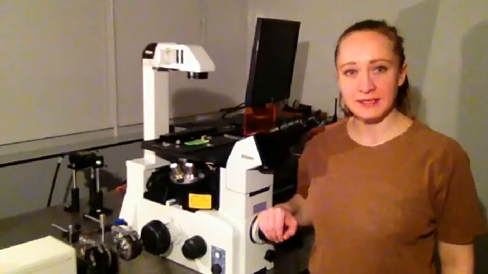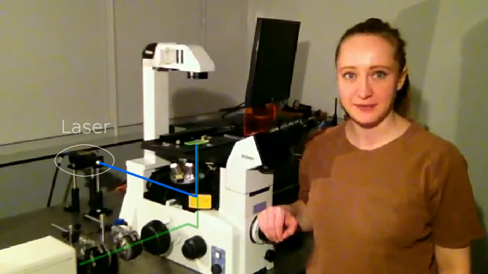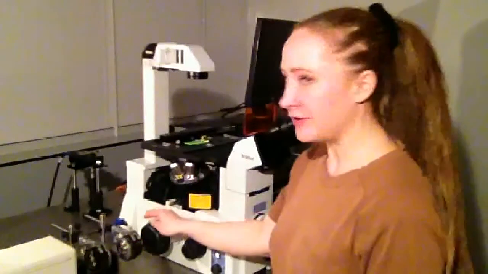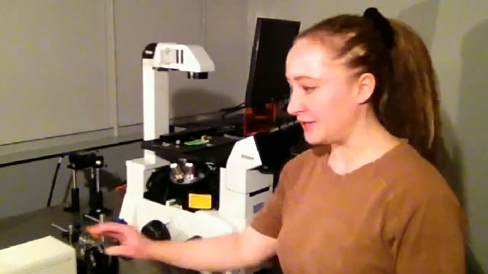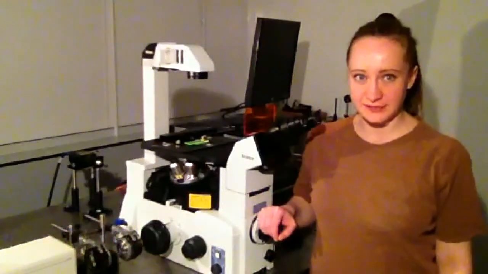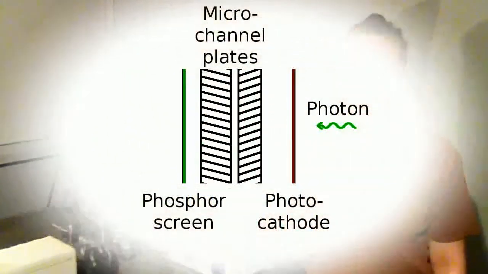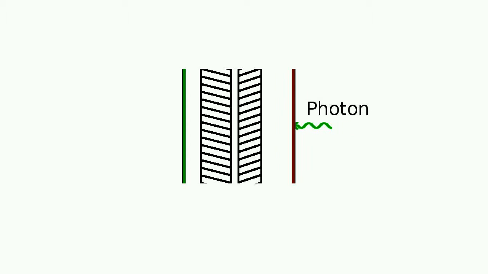This is our setup. It's a standard inverted microscope with a pulsed laser at the back to illuminate the sample. On the output port we have an image intensifier and two relay lenses to image the screen of the intensifier onto the camera. The camera is not sensitive enough to detect single photons, so we use the intensifier to amplify them. In the intensifier, a photon hits a photocathode and creates a photoelectron. The electron is multiplied as it travels through the microchannel plates, and finally the electrons are converted back to photons when they hit a phosphor screen.